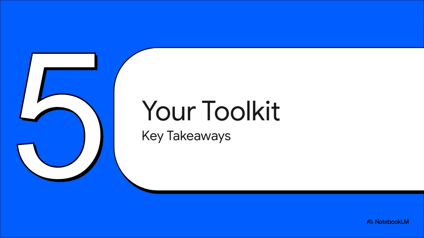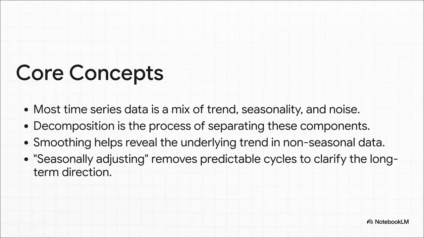Okay, so let's wrap this up. What are the key ideas you should add to your own data analysis toolkit from all this? The biggest thing to remember is that what looks like one messy line is usually a mix of a long-term trend, a repeating seasonal pattern, and just random noise. Decomposition is how we separate those ingredients. For simple data, smoothing is a great way to find that hidden trend. And for more complex stuff, seasonally adjusting it, just taking out that predictable cycle, lets you see the true direction of your data. This isn't just some neat math trick, it's a fundamental first step to really understanding what your data is trying to tell you.